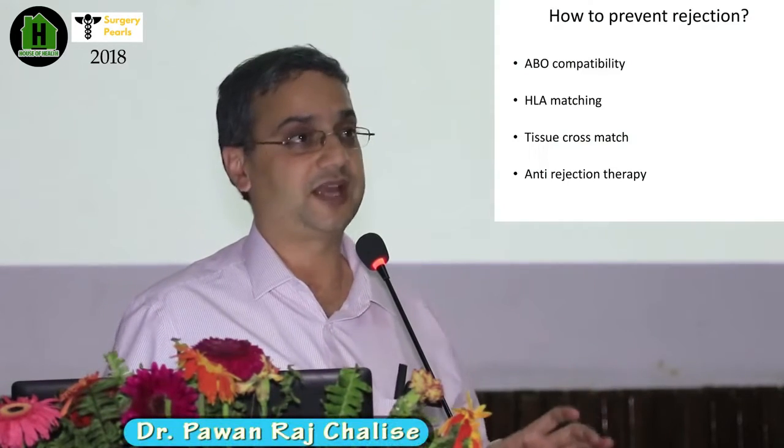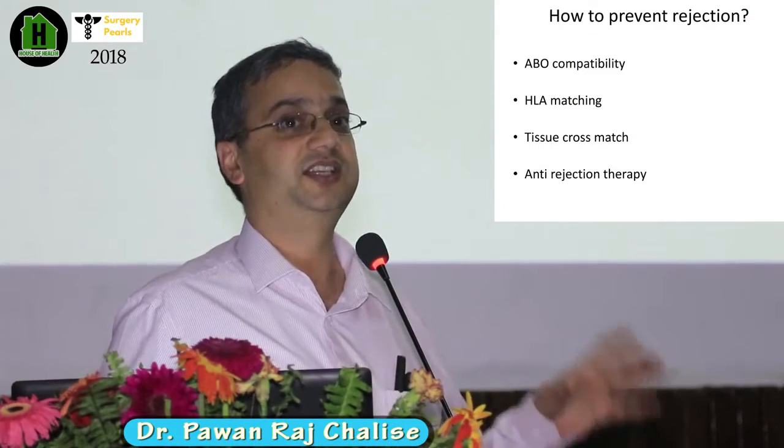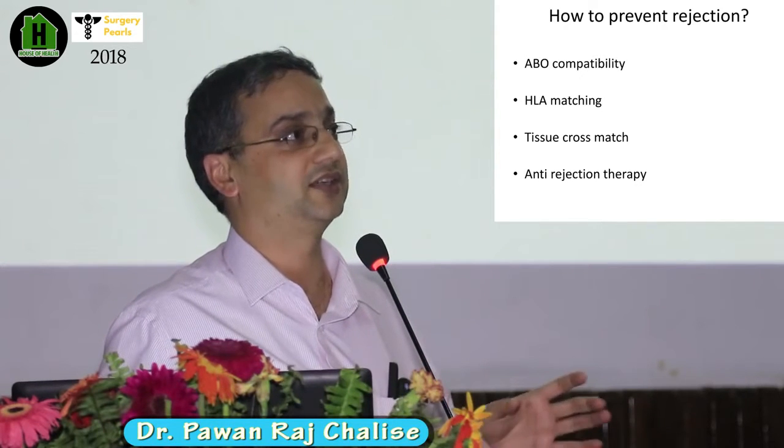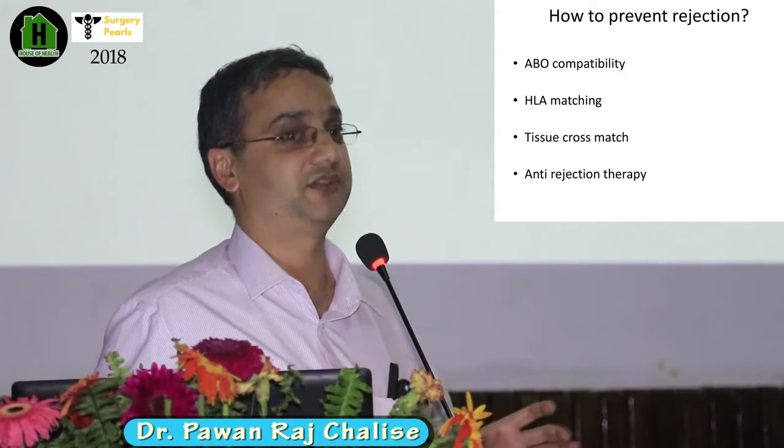So how to prevent this rejection is very important. When you are asked about these things, we have to take care of the ABO compatibility. We have to look at the HLA matching, tissue cross-match, and anti-rejection therapies. These are the key points where the anti-rejection therapies need to play a role.